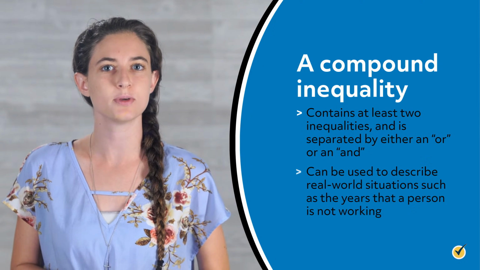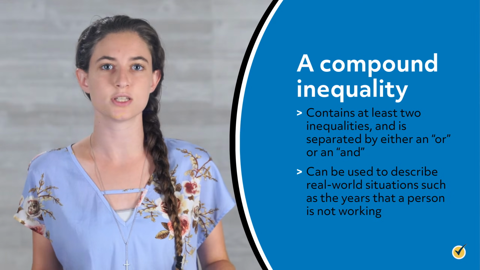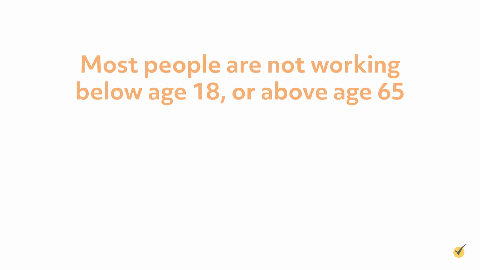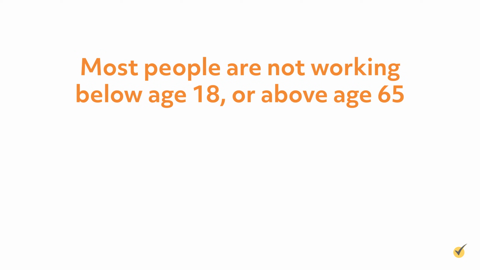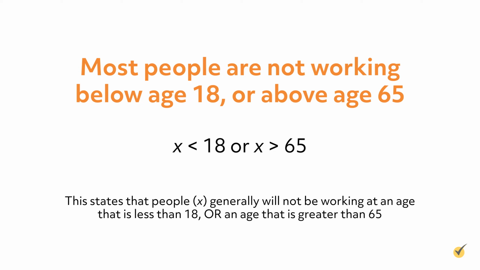Compound inequalities can be used to describe real-world situations, such as the years that a person is not working. For example, most people are not working below age 18 or above age 65. This can be represented by the compound inequality x is less than 18 or x is greater than 65. This states that people, x, generally will not be working at an age that is less than 18 or an age that is greater than 65. This is an example of an or inequality.